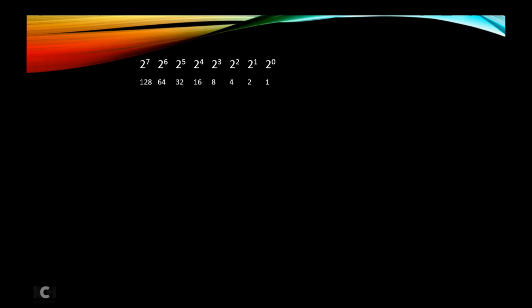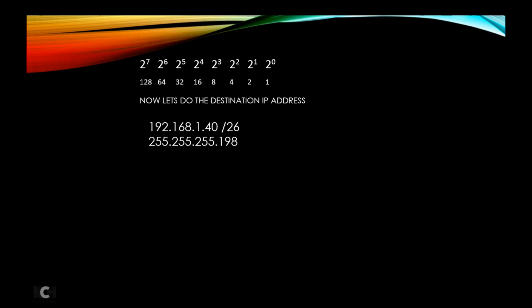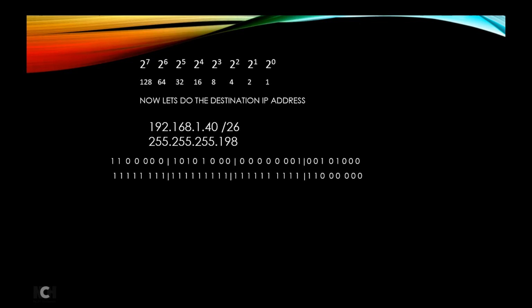We do the same thing for the destination. 192.168.1.40 with a slash of 26, 255.255.255.198 for the subnet mask. We turn that into binary using the above formula. Again, 192. 128 goes into 192. Yes. With a remainder of 64. 64 goes into 64. Yes. And all the other ones are zeros. And we do the same for each octet.